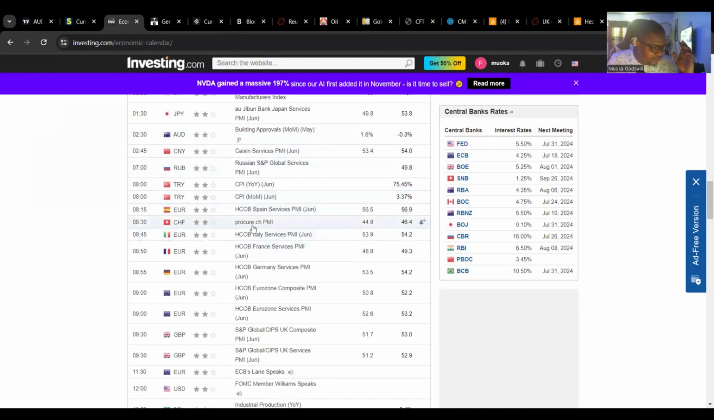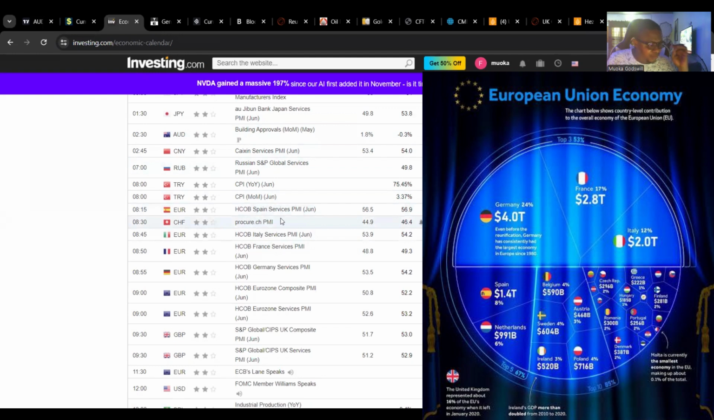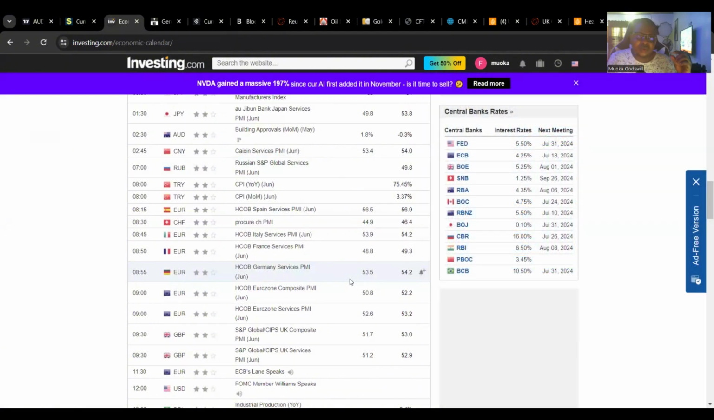For HCOB services PMI from Spain, Italy, France, Germany, and the Eurozone, it is expected to be deflationary. More weakness coming into the Euro, at least based on expectations, and markets will always react based on these expectations. More and more weakness coming into the Euro. So Euro bullishness, I'm not in for it now, because the data is still pointing towards being bearish. Unless we see surprises in the market, and then we know how to better manage our portfolio. But for now, euro bearishness.